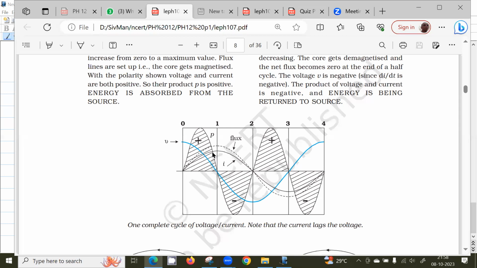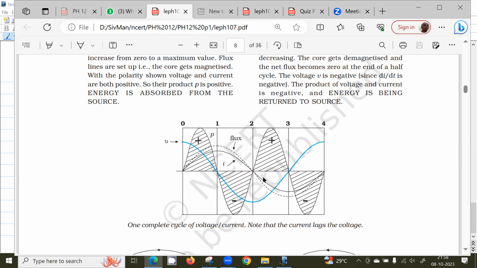If you look properly, the voltage is positive from here to here, this one quarter of the period, and the current is positive. So both are positive, so the power is positive. But in the second quarter, the voltage is negative, but the current is still positive. So the product is negative because positive into negative is negative.